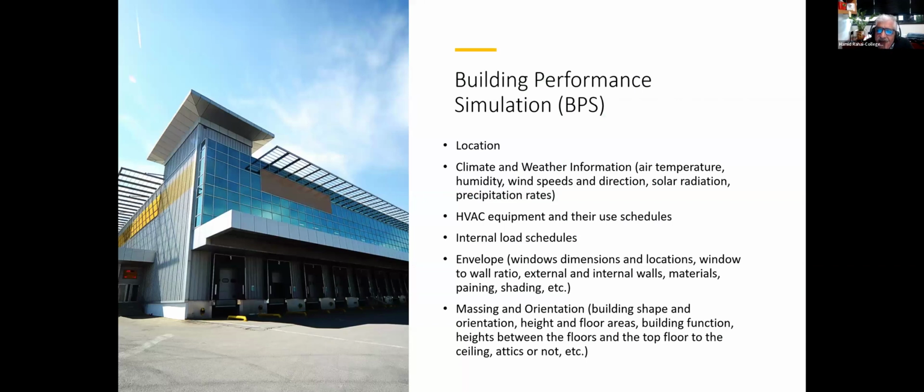So building performance simulations, as mentioned, the elements are location, climate and weather information, that's air temperature, humidity, wind speeds and direction, solar radiation, precipitation rates. HVAC equipment and their use schedule is also identified in the building performance simulations.